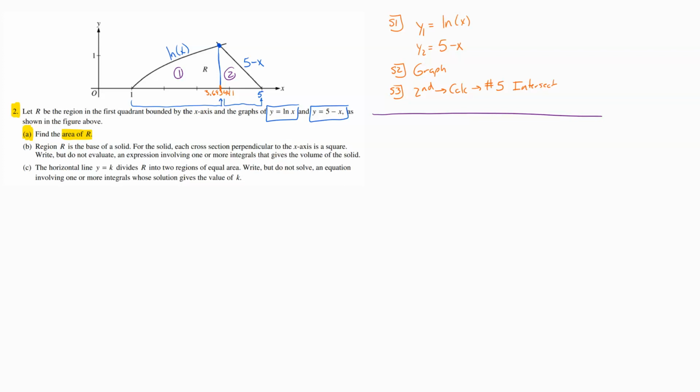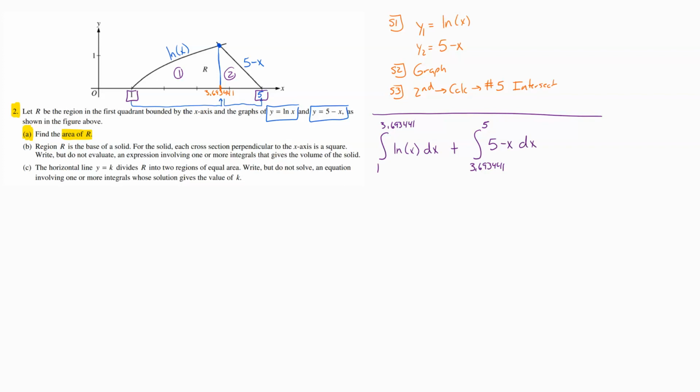So for that left-hand side, this would be the integral starting at 1 and ending at that intersection point we just found, 3.693441, and that is of the natural log graph. So then this would be the natural log of x dx. Then we'll add to that, starting at that intersection point, 3.693441 and ending at 5, and that's going to be for our second equation, which is 5 minus x dx.